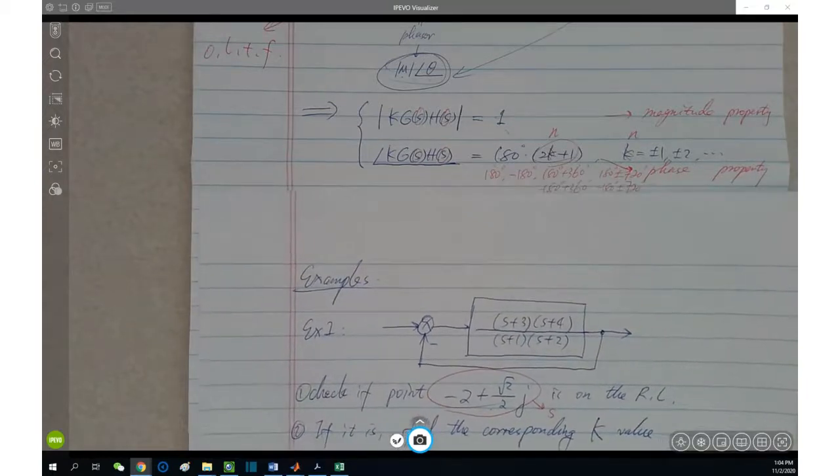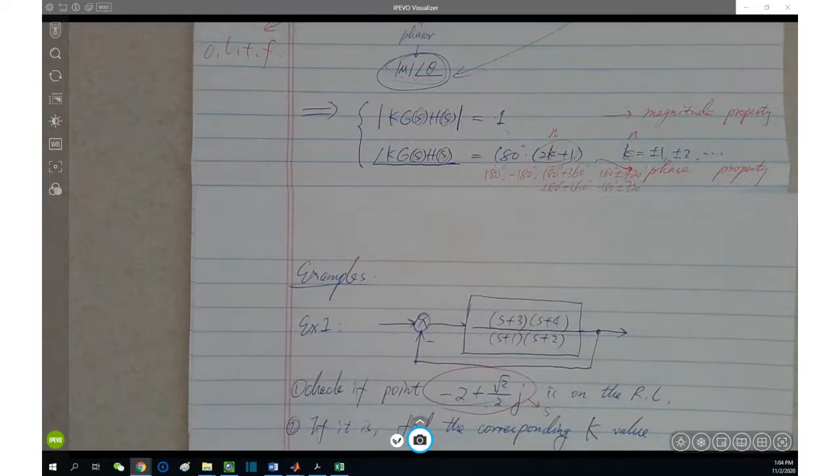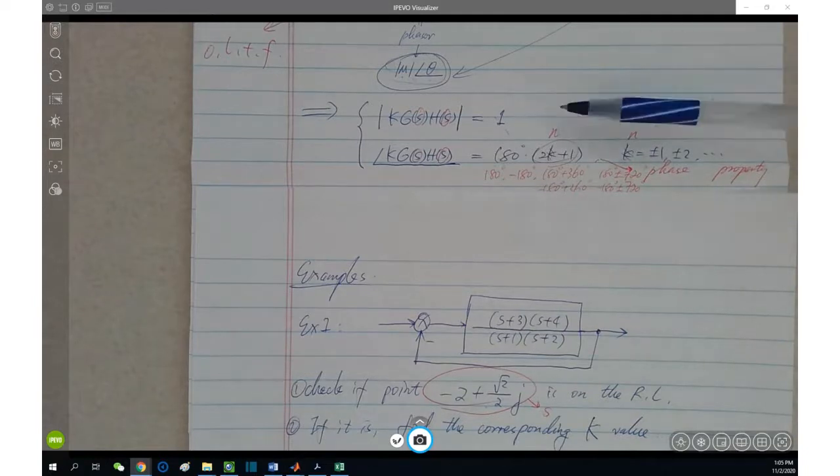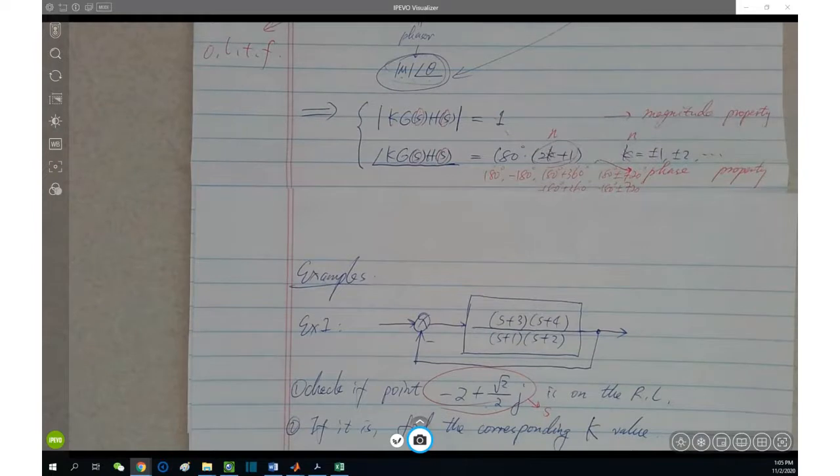Last lecture, we studied the root locus further by trying to decide if any randomly given point is on the root locus or not. Basically, the points along the root locus are once again the closed loop transfer function poles. And they all follow two properties: one is called the magnitude property, the second is called the phase angle property. By utilizing these, we are able to judge if the given point is along the root locus or not.